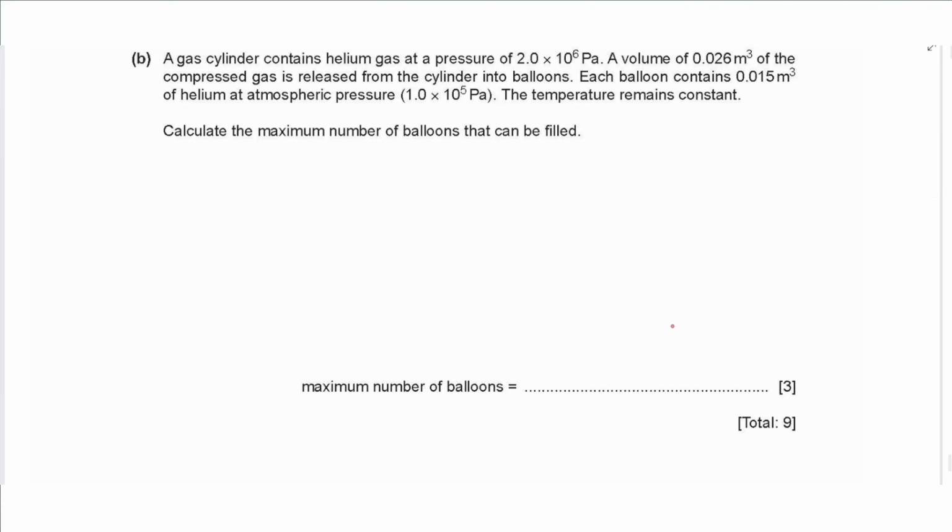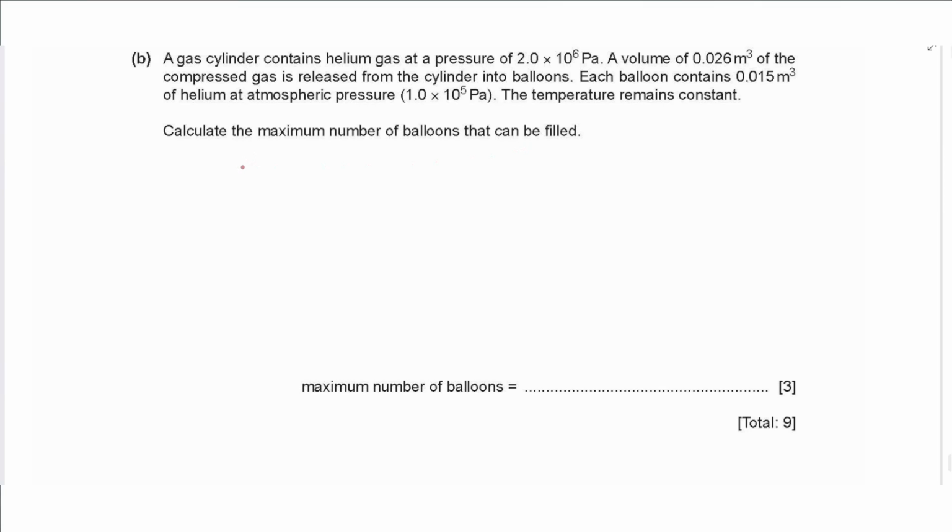Part B says a gas cylinder contains helium gas at a pressure of 2.0 times 10 to the power of 6 Pascal. A volume of 0.026 meter cubed of the compressed gas is released from the cylinder. So this is not the total initial volume. This is the volume that gets released from the cylinder into balloons. Each balloon contains 0.015 meter cubed of helium at atmospheric pressure of 1.0 times 10 to the power of 5 Pascal. The temperature remains constant. Calculate the maximum number of balloons that can be filled.